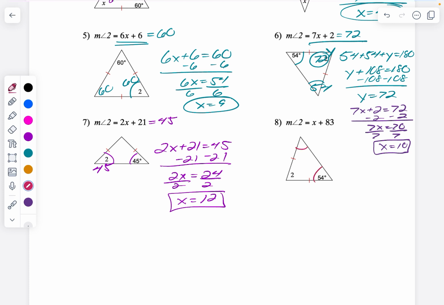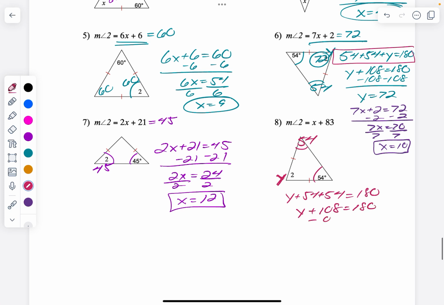Finally, this is 54. And so just like up above, I'm going to call that y for now if I have to solve for it. So y plus 54 plus 54. Oh my goodness, this is actually just like this one. How about that? I didn't even notice that. So, well, we can finish solving it, but it's going to look just like that one above. Y equals 72. So now I'm going to set that equal to 72.